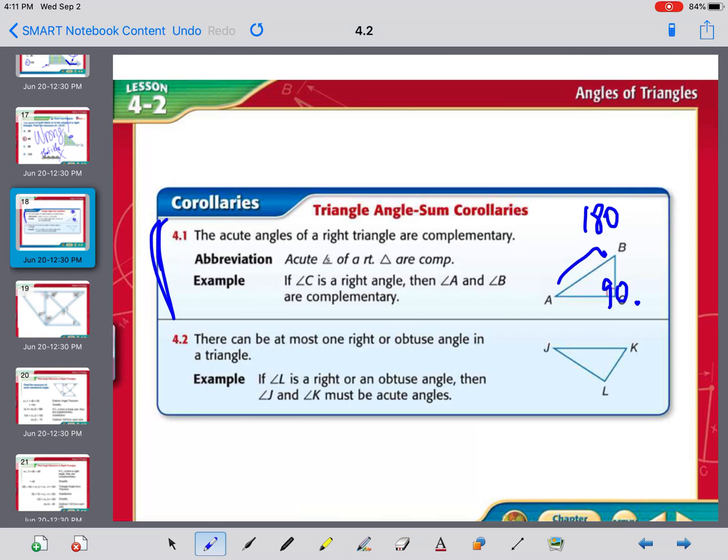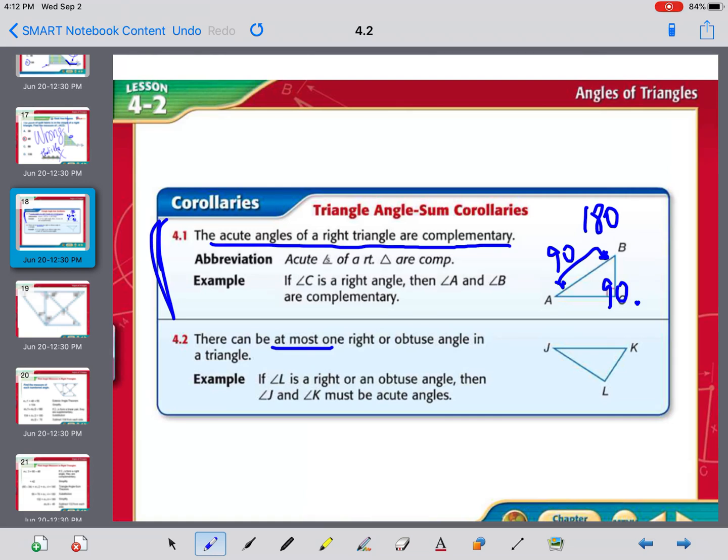I'm just going to talk about what this says. If you've got a right triangle, and that's what this is, since all the angles have to add up to 180, if this one here is 90, guess what these two have to add up to? 90. And that's exactly what this is. The acute angles of a right triangle are complementary. They add up to 90. It just makes logical sense.